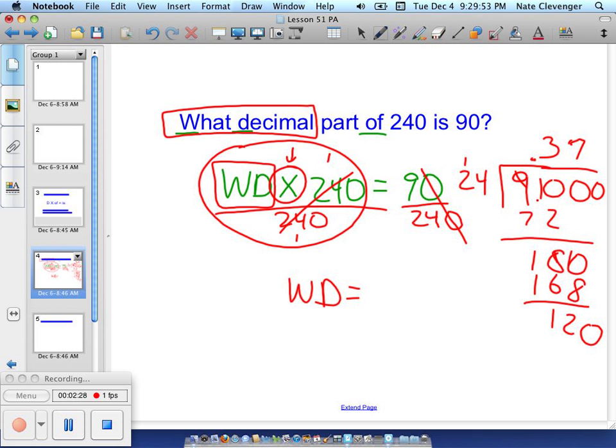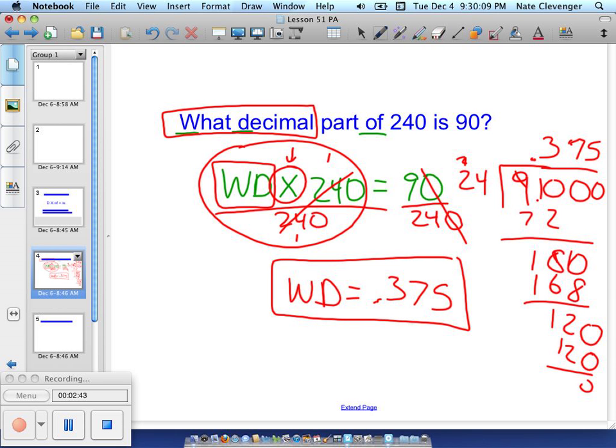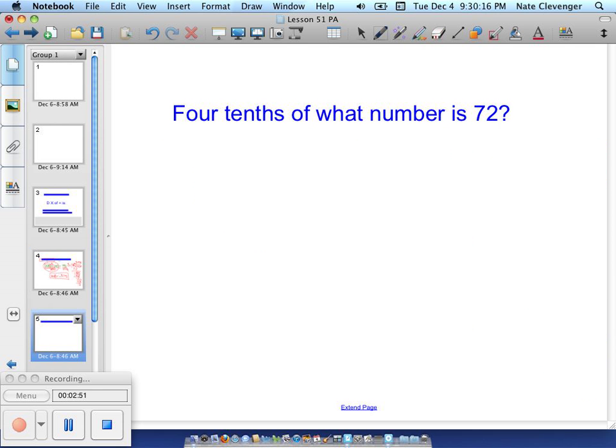120, and is that 5? It's 20, and carry the 2, 10, 12. So yeah, works out nice and neat. 0.375. That is your answer for that. You're looking for a decimal value, and there it is. Okay, next problem. 4/10 of what number is 72?